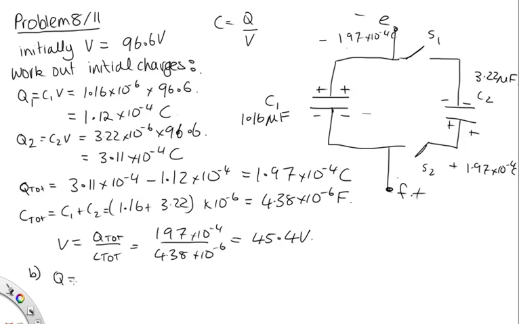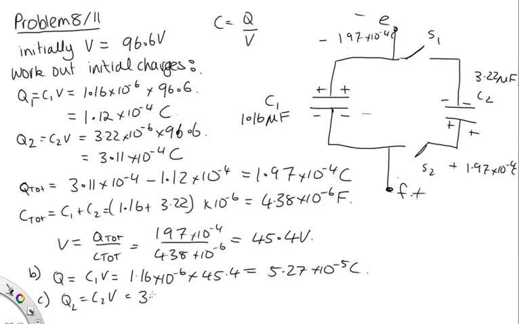So Q1 is equal to C1V, so that is equal to 1.16 times 10 to the minus 6 times 45.4, and solving that we get 5.27 times 10 to the minus 5 coulombs. We need to now get the charge on capacitor 2, so we can either subtract this one from the total charge, 1.97 times 10 to the minus 4, or we can just solve this equation for C2. When we do that, either way, we get 1.46 times 10 to the minus 4 coulombs.